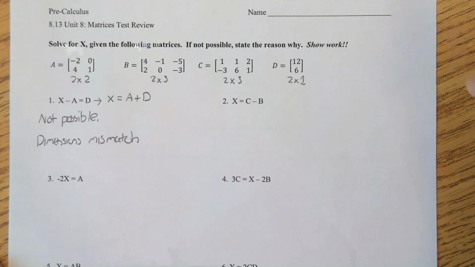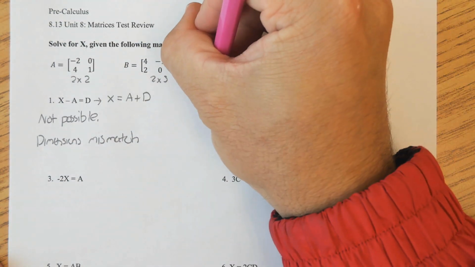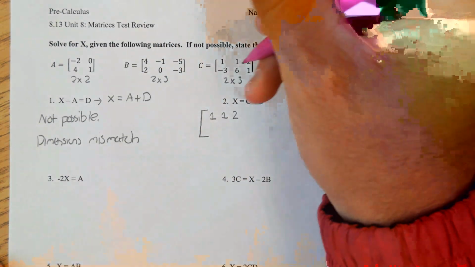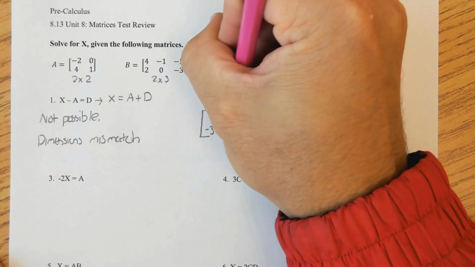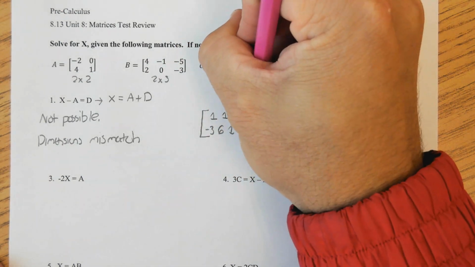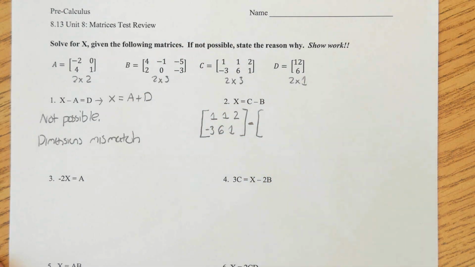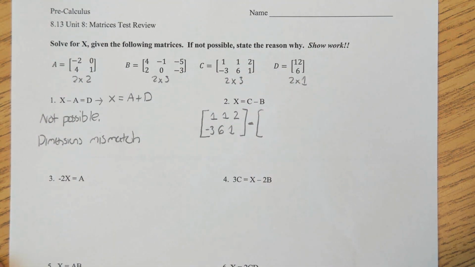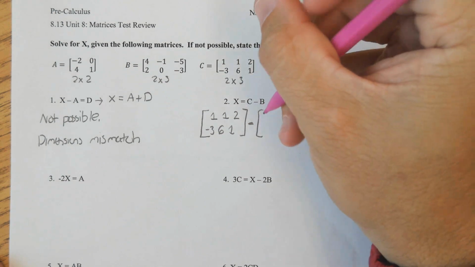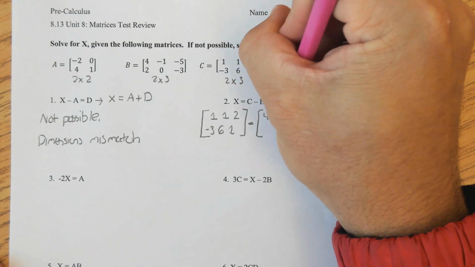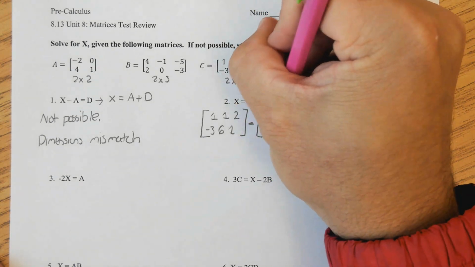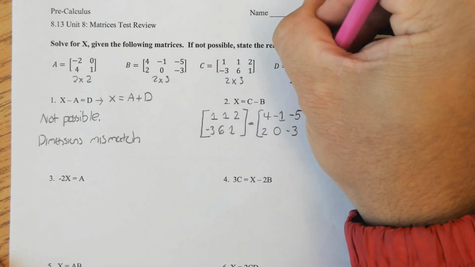Next one here is going to be c minus b. So let's write out c. Now this one here, I already noticed c and b are both the same dimension, so I'm just moving on to the subtraction part. So we got c minus b, we're going to have 4, negative 1, negative 5. I don't know why I'm saying out all the elements, sorry.